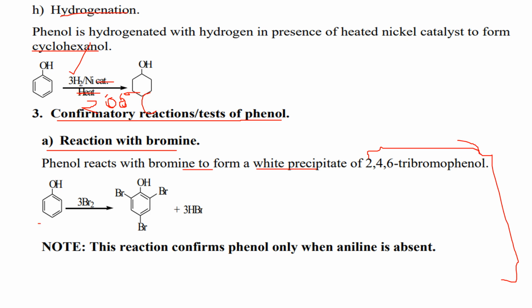And you're having these products. So phenol reacts with 3 bromine molecules to form 2,4,6-tribromophenol solid, which is a white precipitate. And then you're also going to form 3 molecules of hydrogen bromide. Now when you're writing these equations, it's better to balance them. Note that this reaction confirms phenol only when aniline is absent. That means they give the same test with aniline, so you cannot differentiate phenol from aniline by using bromine as a reagent.